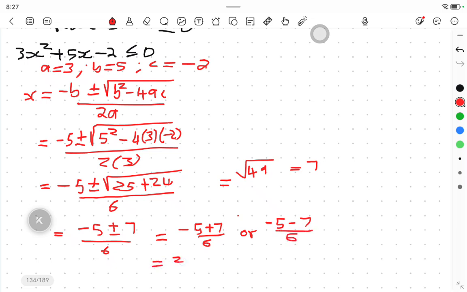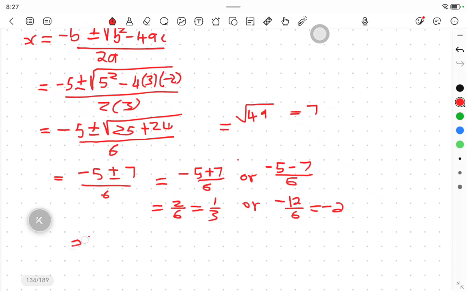And then this is 2 over 6, and 2 over 6 is 1 over 3. And the other side is minus 12 over 6, which will be minus 2. So we realize that our x values are x equal to 1 over 3. Obviously, you'd plug it in with a calculator, so it would be simple for you. I don't have a calculator next to me, so I'm just doing this step by step, right? And our other x is equal to minus 2.